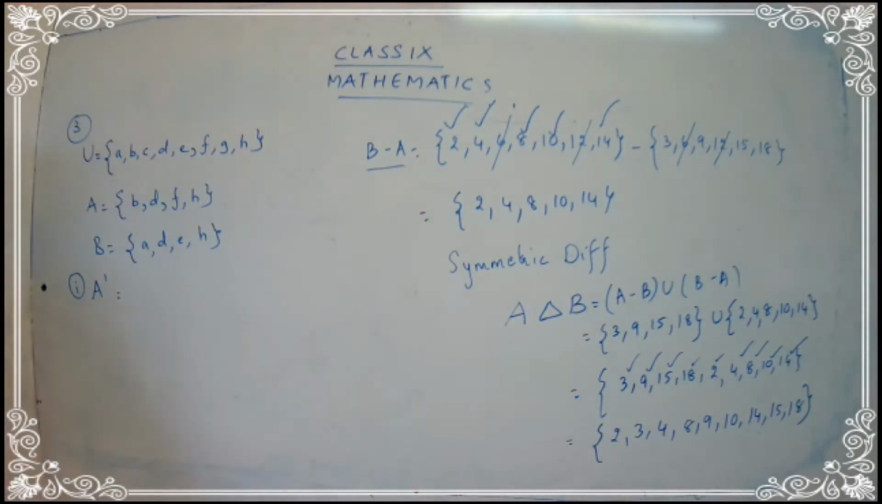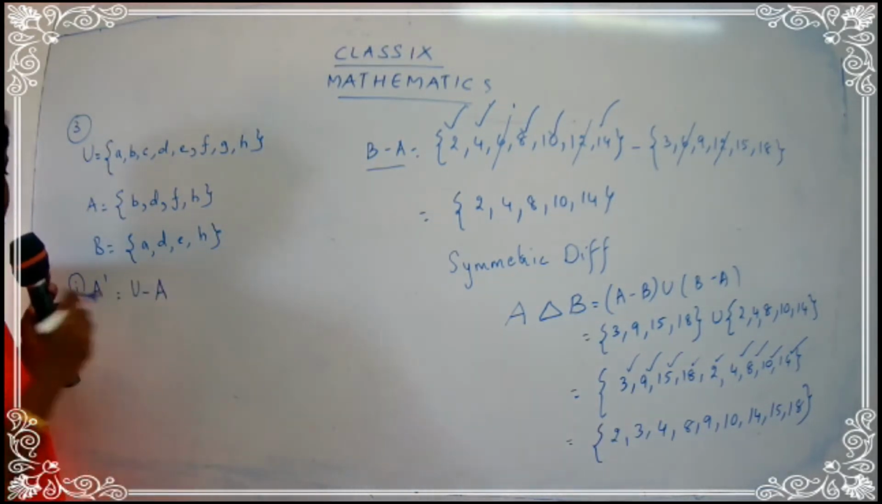So U is equal to A, B, C, D, E, F, G, H. A is equal to B, D, F, H. Now I have to find out A dash. How am I going to find out A dash? I told you, whenever you're dealing with A dash, or whenever you're dealing with the complement, you have to focus on the universal set. Okay, children, so focus on the universal set here. I have to write down here: this is U minus A.